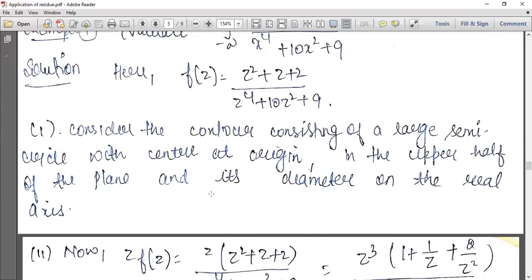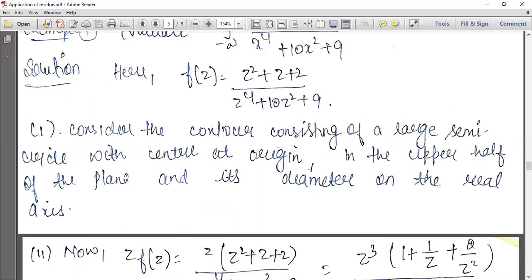First, you have to write what the contour is. Then you will show that z f(z) approaches 0 as modulus z goes to infinity. Then you have to find the poles. Then you have to find the residues of the poles which lie inside your contour. And in the end, you have to use the Cauchy residue theorem. These are the 5 steps which you have to write.